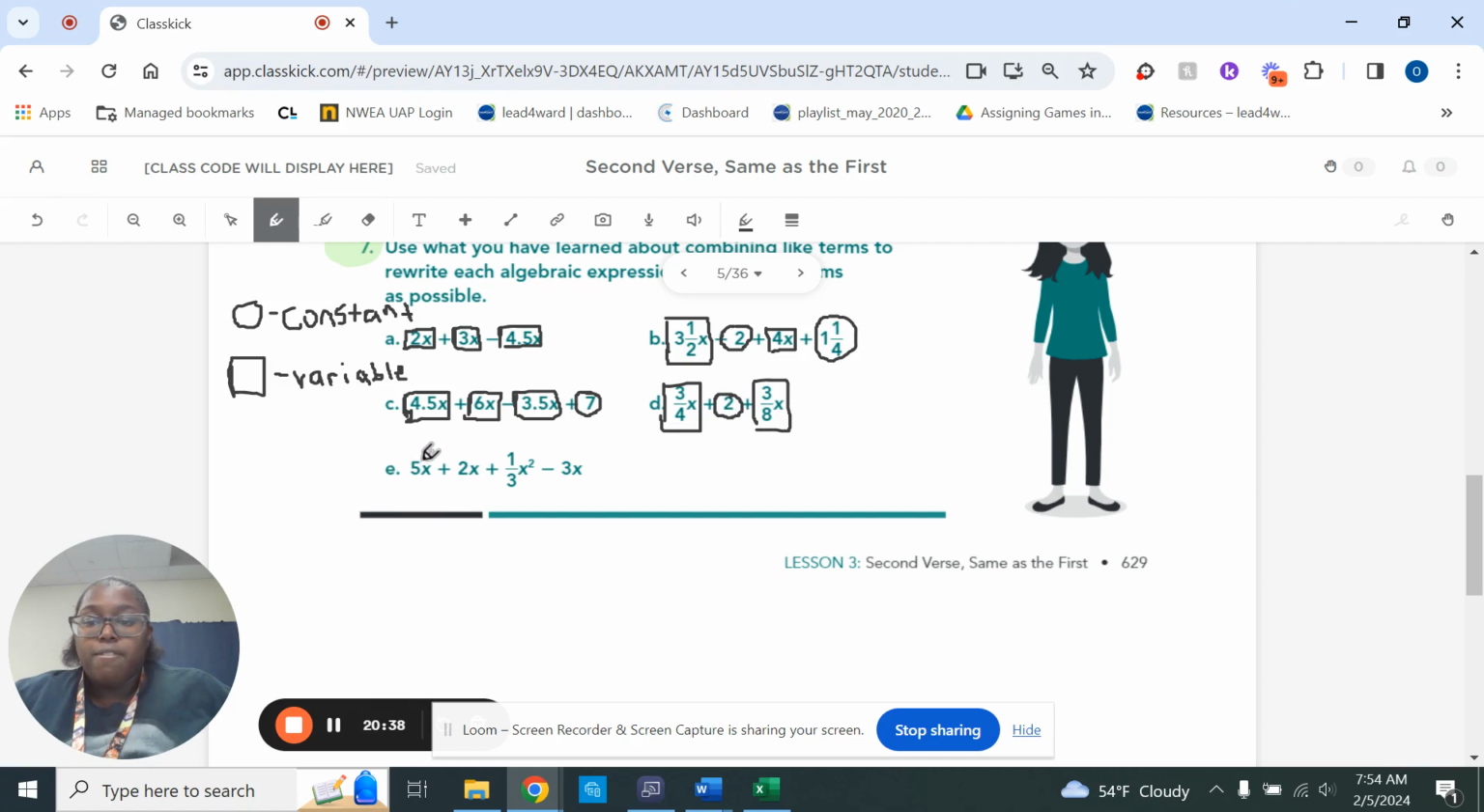All right, for E, we have 5x plus 2x plus 1/3 x squared. Oh, we do have x squared. So that's going to be a variable to the second power. x squared minus 3x. So I have a single variable.